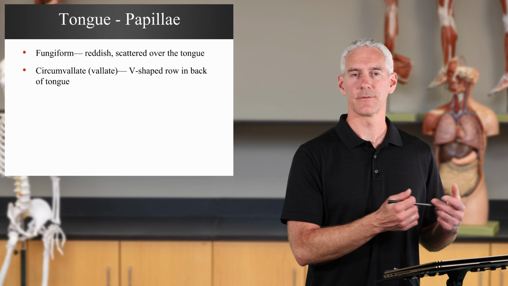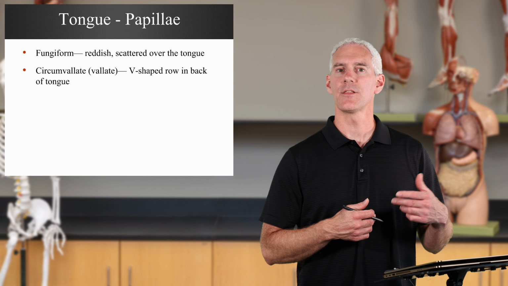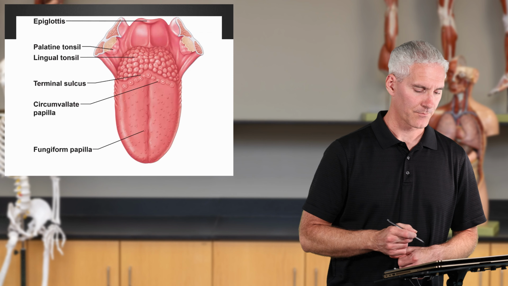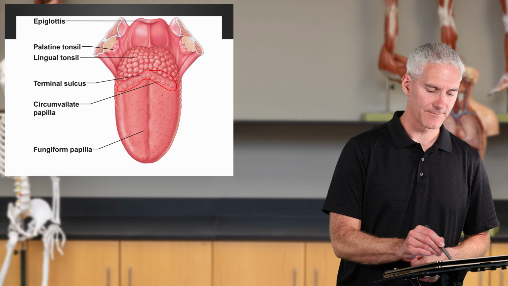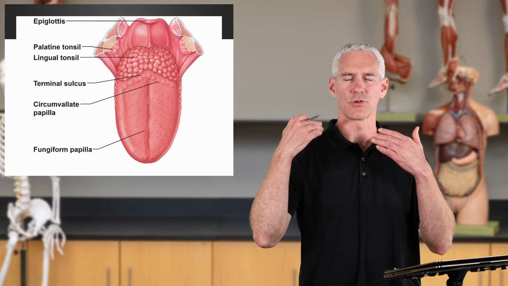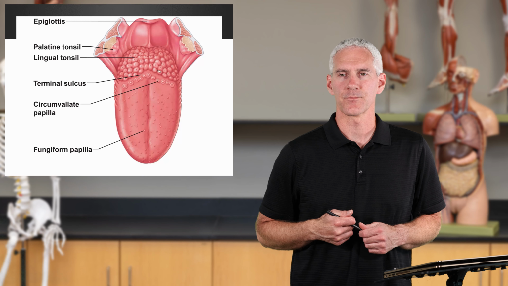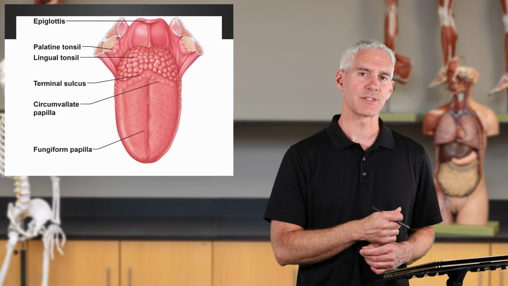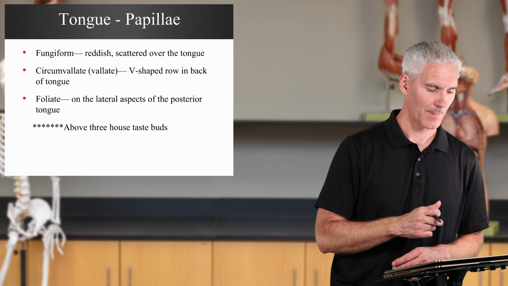We have the circumvallate papilla. Now, the circumvallate are forming more of a V shape towards the back of your mouth. This is a circumvallate. Normally you really can't see those unless you stick your tongue out very far, so it needs something to look in and see down a little bit. But that's the circumvallate papilla.